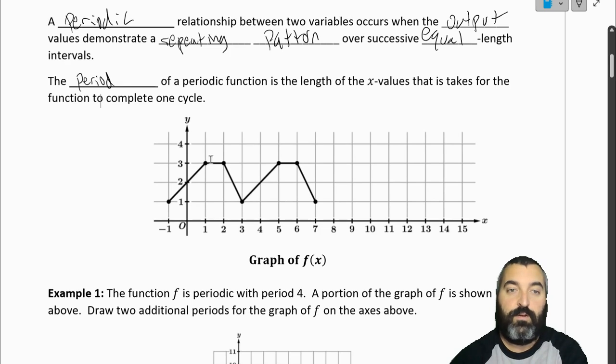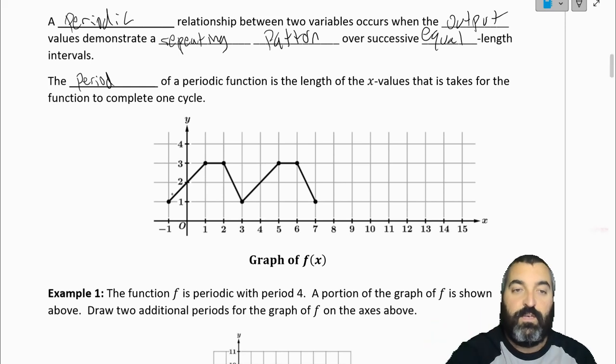Okay, so here we have this graph, and they tell us the function f is periodic with period 4. So in other words, every 4 x values, it starts repeating itself. A portion of the graph is shown above. Draw 2 additional periods for the graph of f on the axis above.